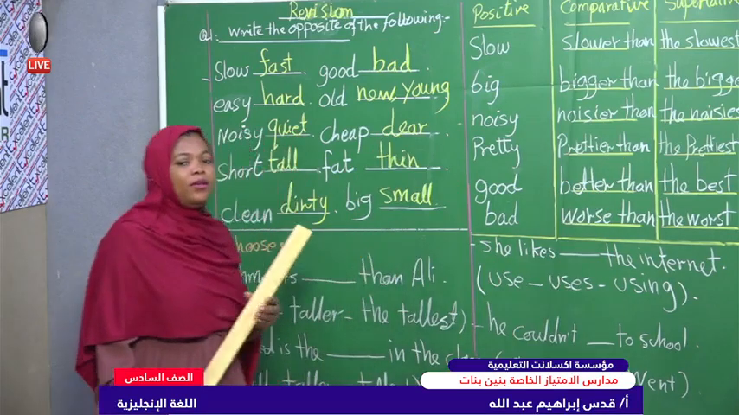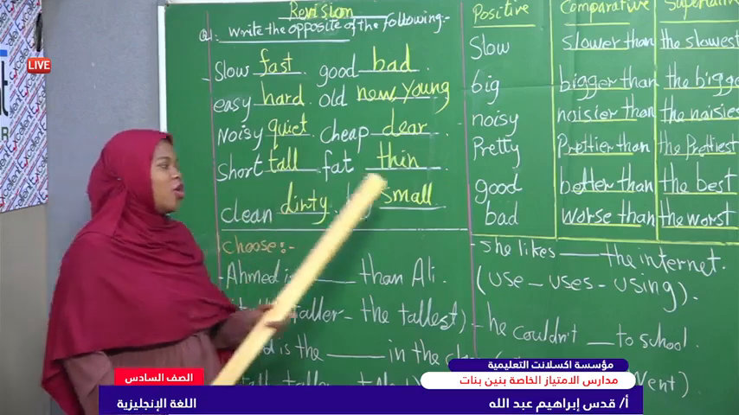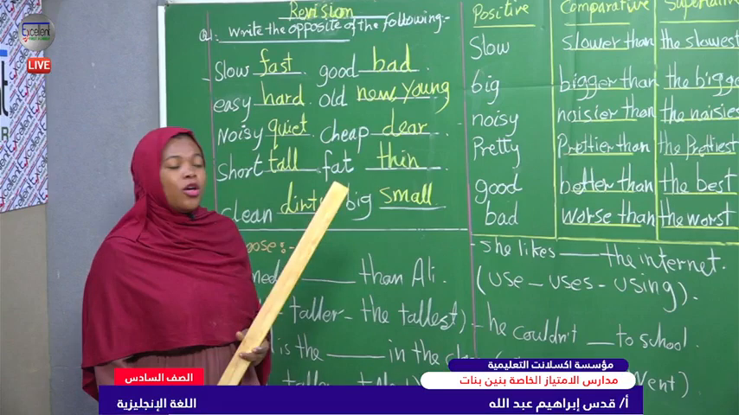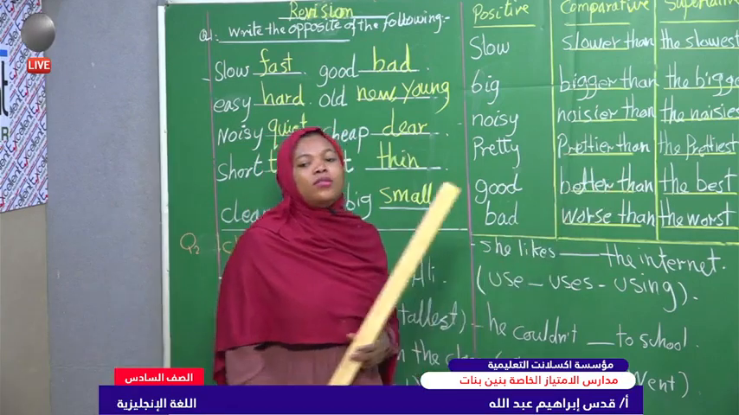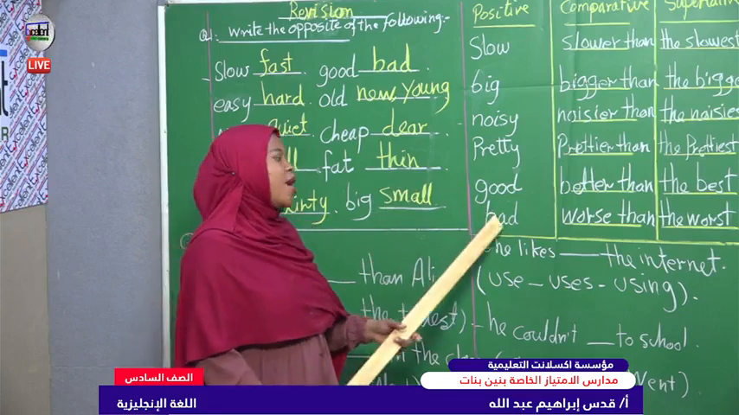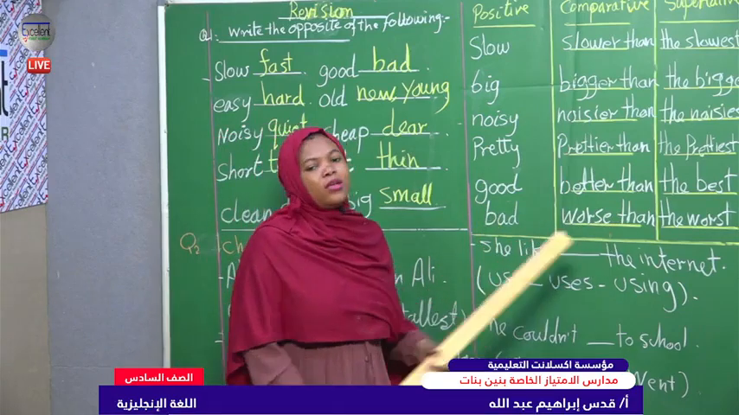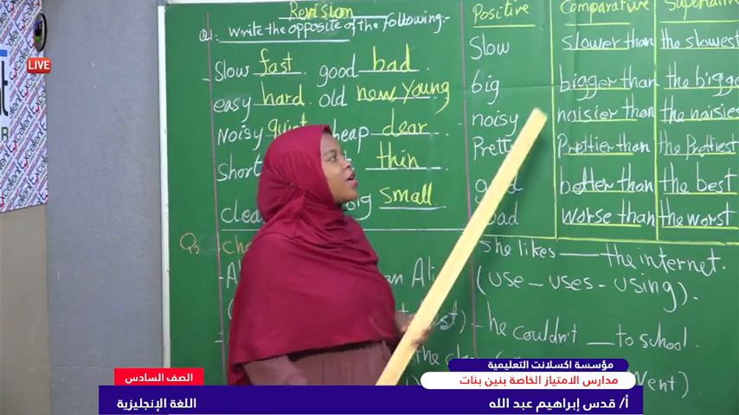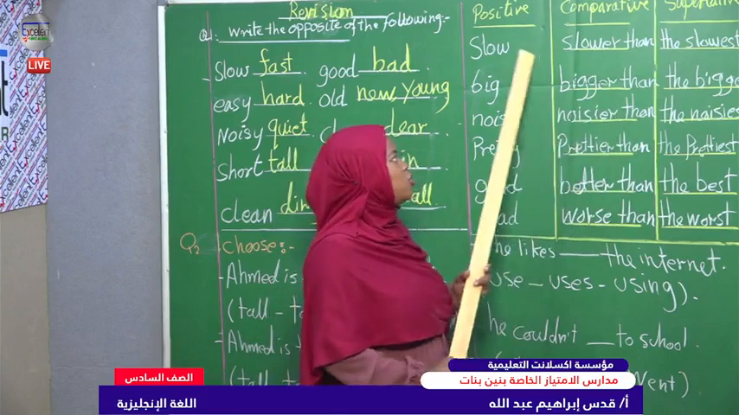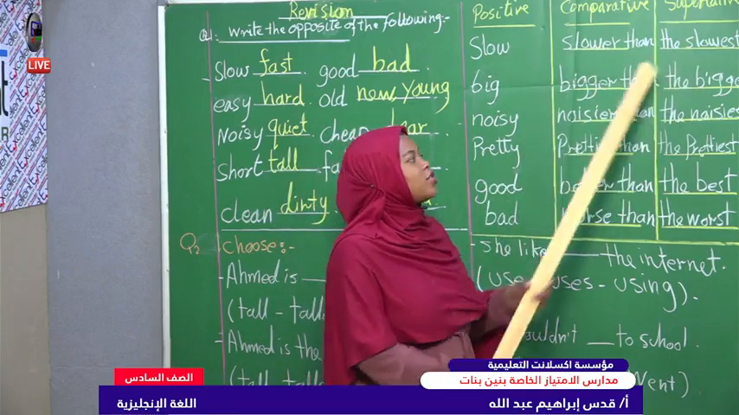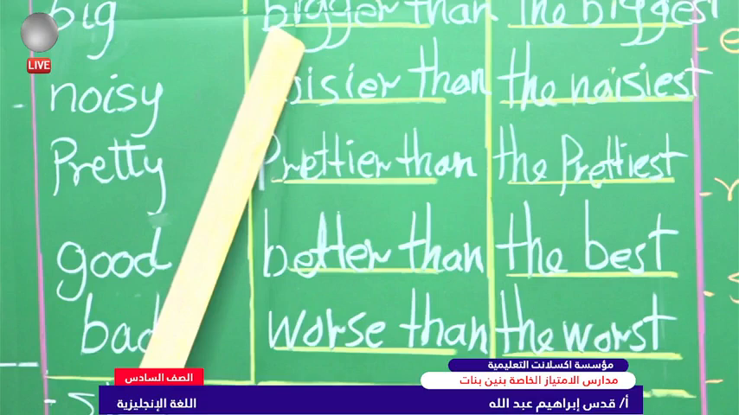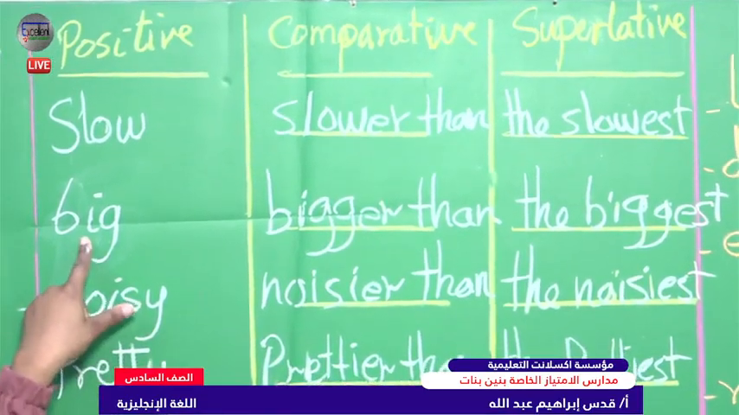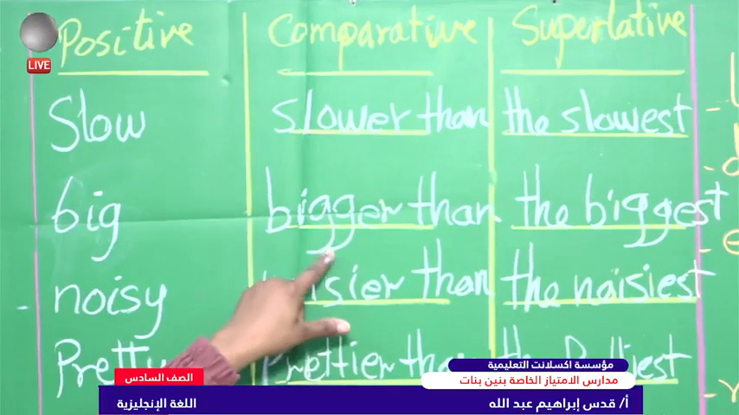Except, ما عدا, in these two adjectives, good and bad, because they change. Good becomes better than, أفضل من. Bad becomes worse than, أسوأ من. Worse than. Okay? And here in the superlative, I add EST. Slow, slower than, the slowest. Big, bigger than, the biggest.